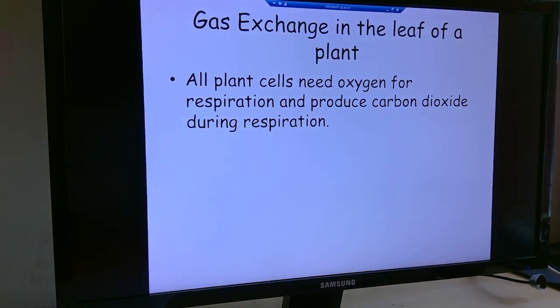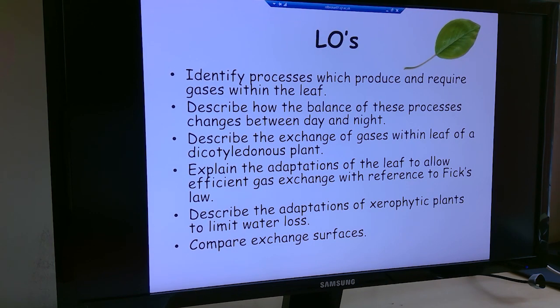Okay, so what we're going to do now is we're going to have a look at the leaf. Now the leaf is an organ, it's obviously found in a plant, and its main job is photosynthesis. But to enable it to carry out photosynthesis, it must also exchange gases. So this is a little bit different to the other gas exchange systems, because in all the other gas exchange systems, we were looking at movement of oxygen from the air into the organism and carbon dioxide out. It's not quite the same with plants because the leaf is the site of photosynthesis, so gas exchange is for that process.